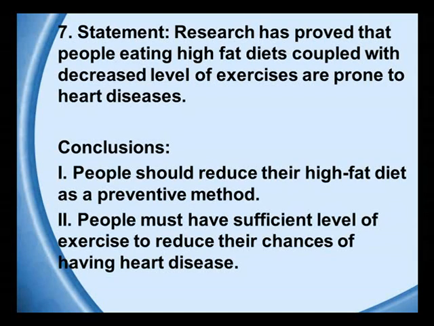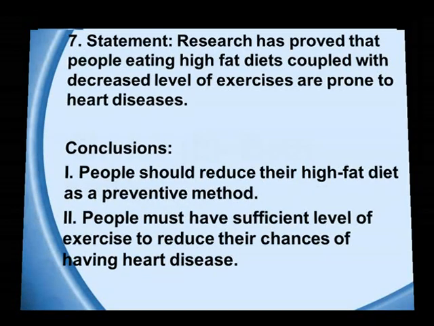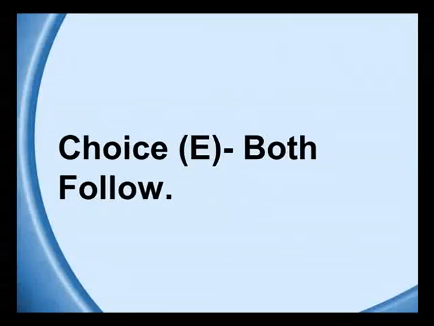Let us see what is the second conclusion. People must have sufficient level of exercise to reduce their chances of having heart diseases. The way conclusion 1 covers one facet, similarly conclusion 2 is covering another aspect, and both should be definitely taken. Answer should be both of them, both the conclusions, that is choice E, conclusion 1 and conclusion 2. Choice E, both follow. Let's see what is the next question coming up now.